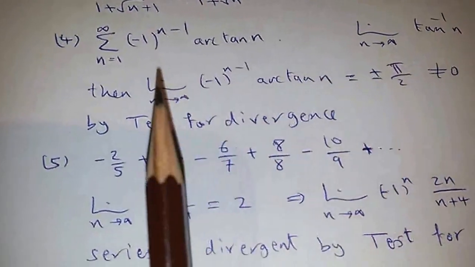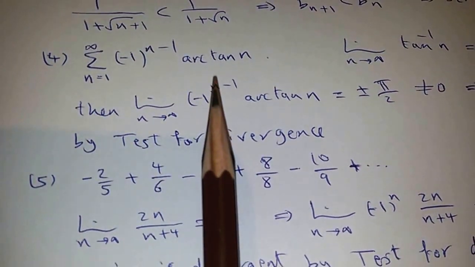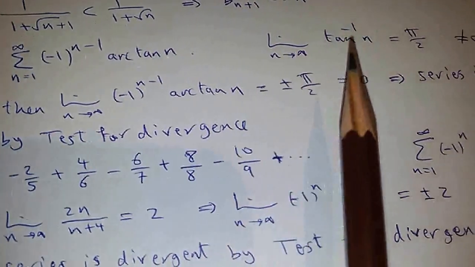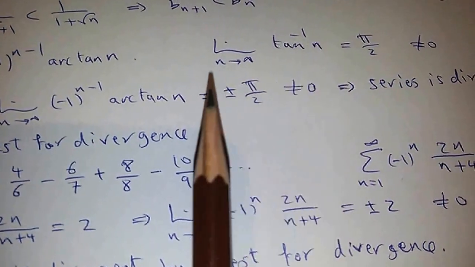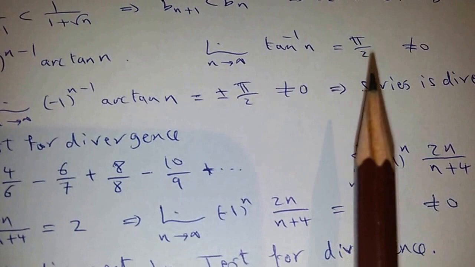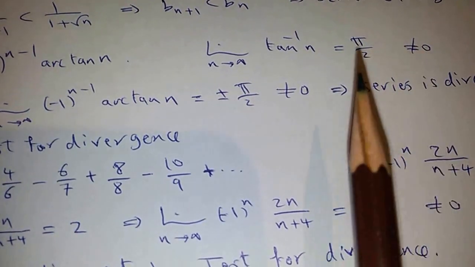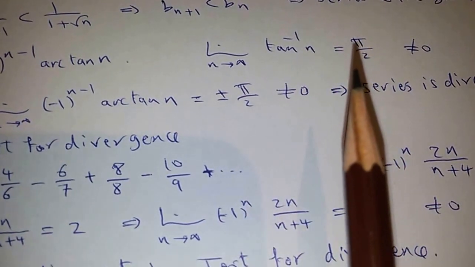Another example. This is an alternating series. Let us find the limit of bn. The limit of tan inverse when n goes to infinity is pi over 2. It's not 0. So the alternating series test fails here.